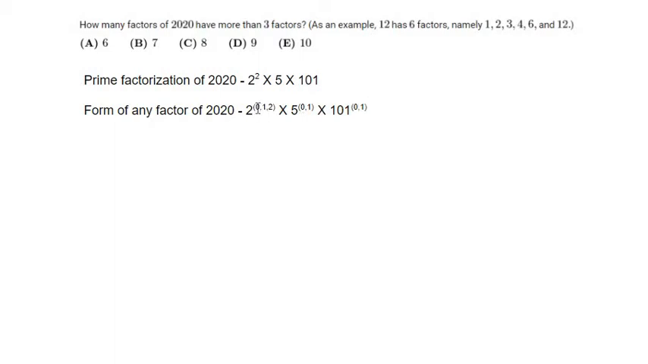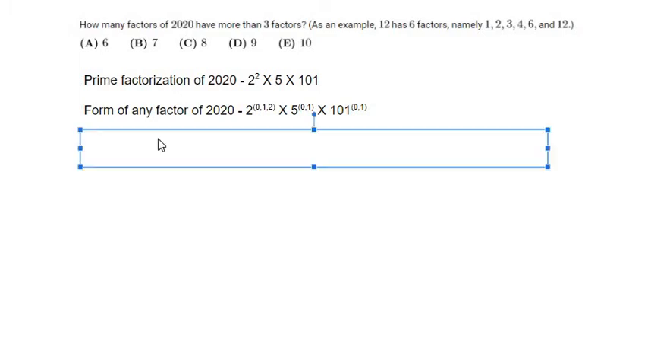If 2 is to the 0th power, 5 is to the 1 power, for example, and 101 is to the 1 power, that's still a factor. Those are all going to be factors of 2020. So that's the form of any factor.